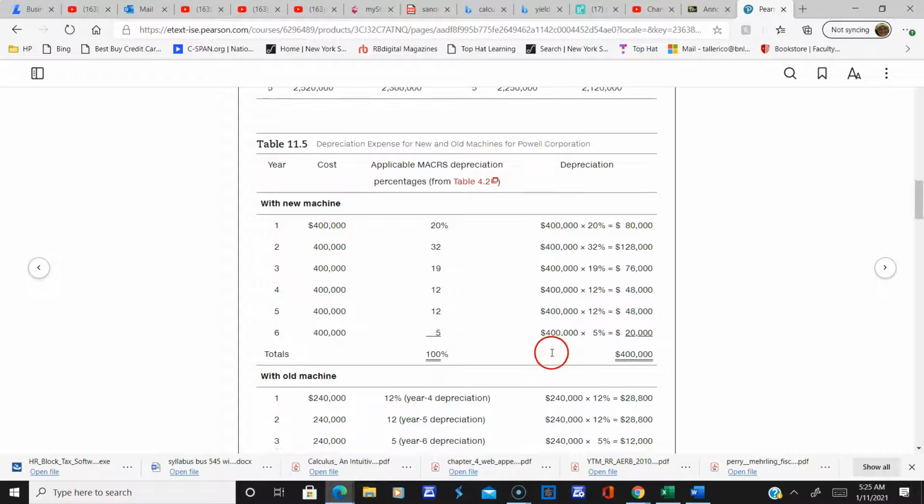All right, now let's look at the depreciation expenses for the new and the old machine. Here's the new machine, and here's the old machine. Again, here are the MACRS depreciation percentages.